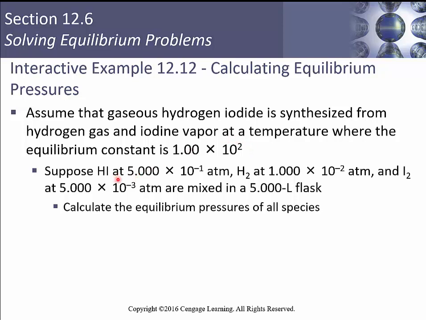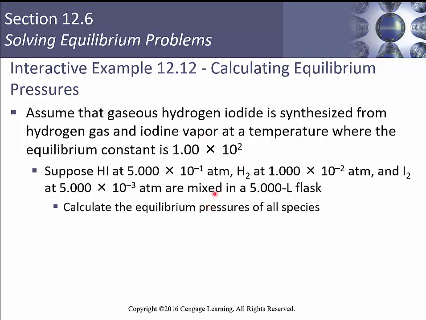Suppose that our HI at 5 times 10 to the minus 1 atm, H2 is at 1 times 10 to the minus 2 atm, and our I2 at 5 times 10 to the minus 3 atm are all mixed together in a 5-liter flask. We want to calculate the equilibrium pressures of all the species. So we're going to do a Kp. We're going to find what the equilibrium pressure of all of our species are.